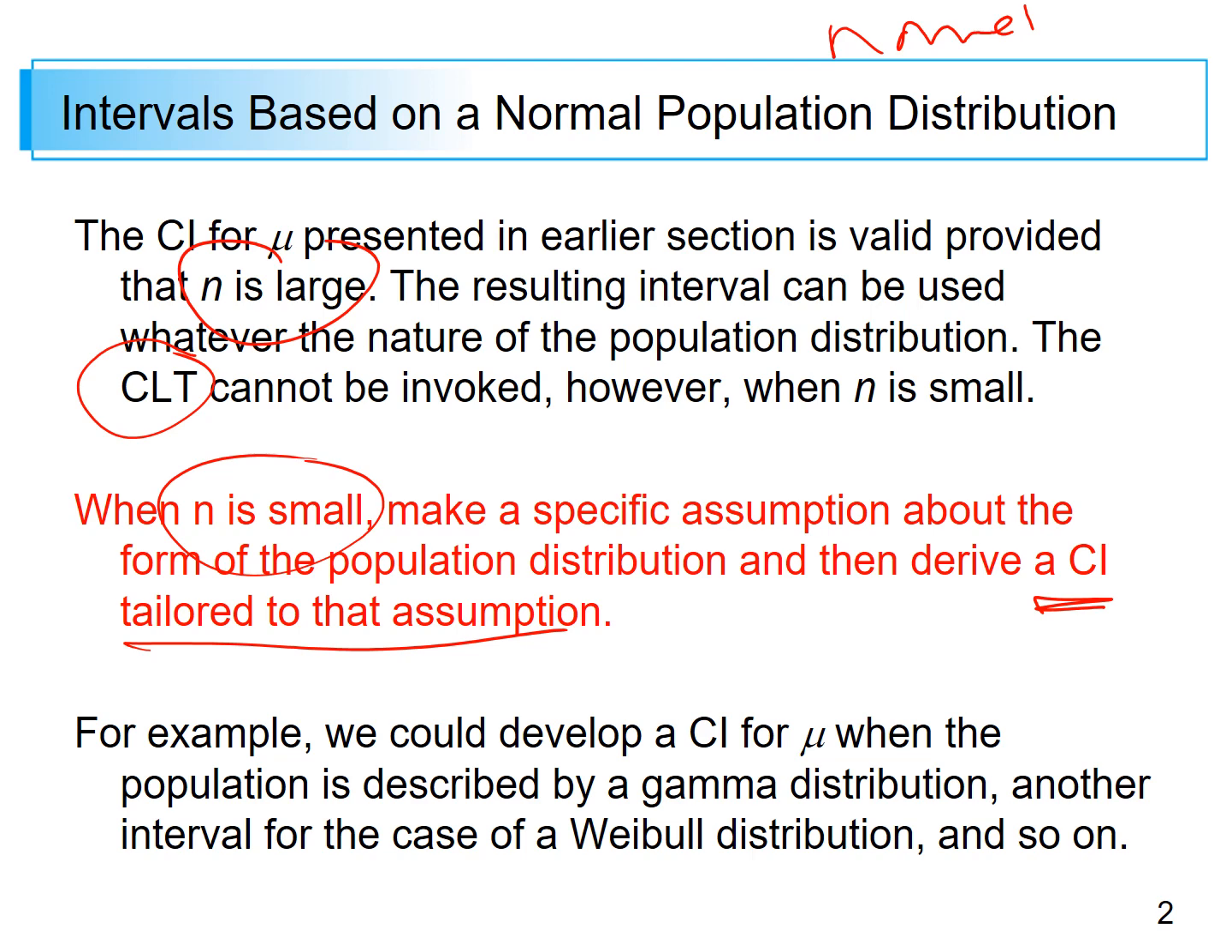So what we do is we make a specific assumption about the form of the population distribution and then derive a confidence interval tailored to that assumption. So we develop a confidence interval for population mean that is specific to the population distribution, such as a confidence interval for the population mean for a population with a gamma distribution, or one for a population with a Weibull distribution, or whatever distribution.